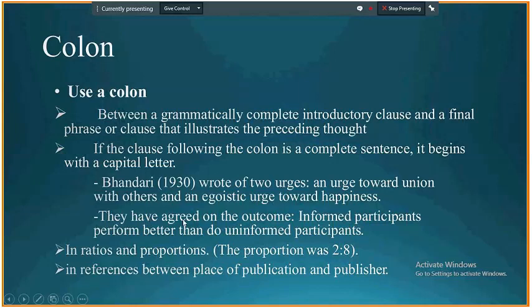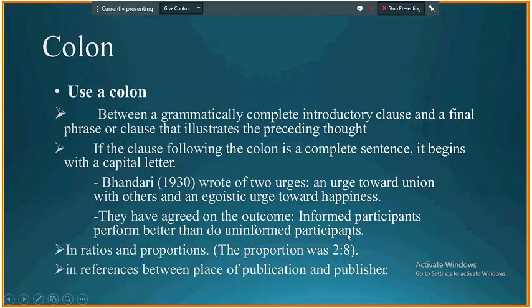Here, they have agreed on the outcome, not complete. Not complete here means this is seeking some information, complete meaning. So the second clause helped to complete the meaning of the first clause. The second means informed participants perform better than do uninformed participants.